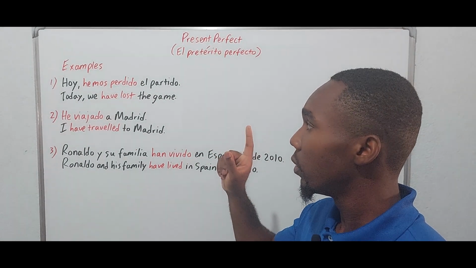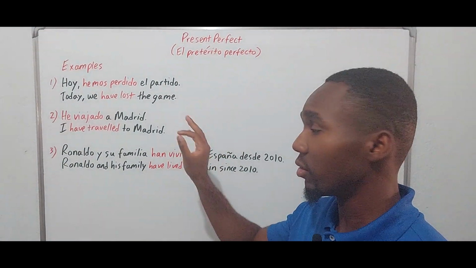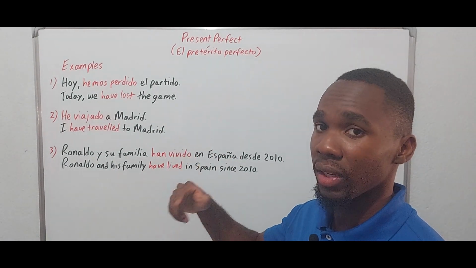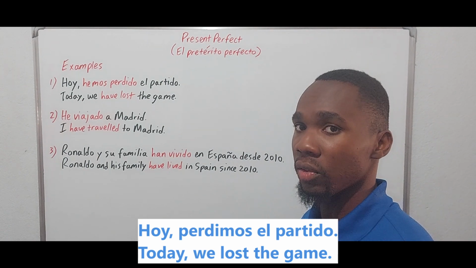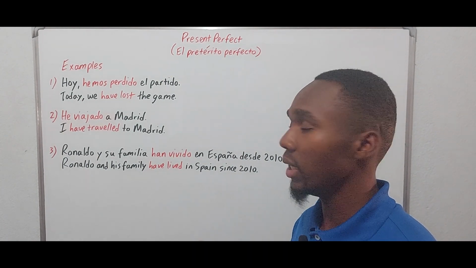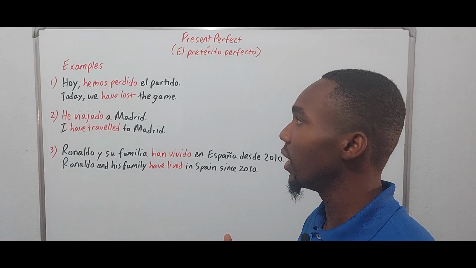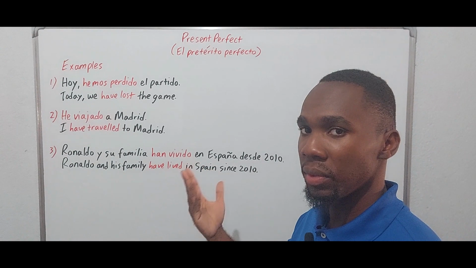Now, like I said earlier, in Latin America, the preterite would be used instead of the present perfect. So in Latin America, they would say, hoy perdimos el partido, instead of saying, hoy hemos perdido el partido. Today we have lost the game. Right? So in Spain, this will be used.